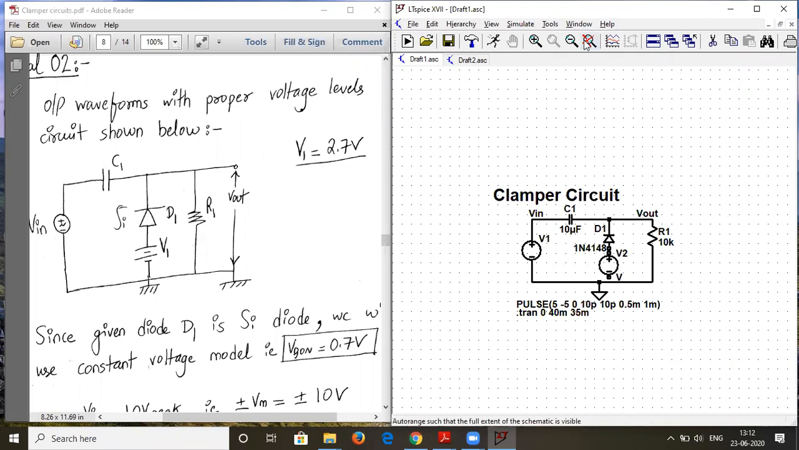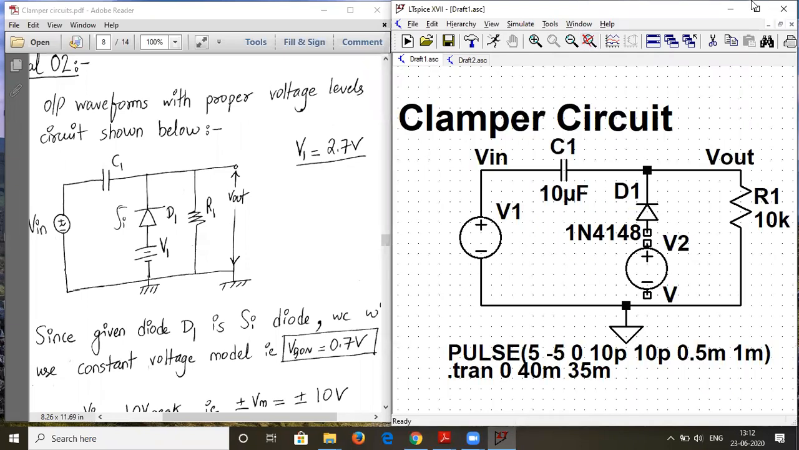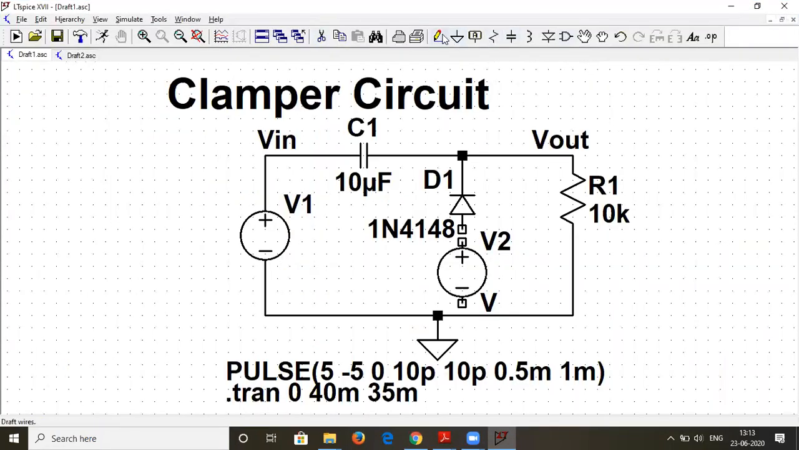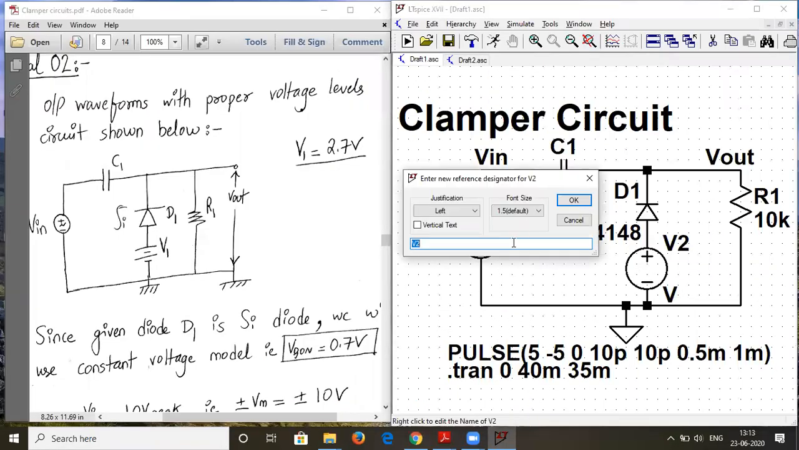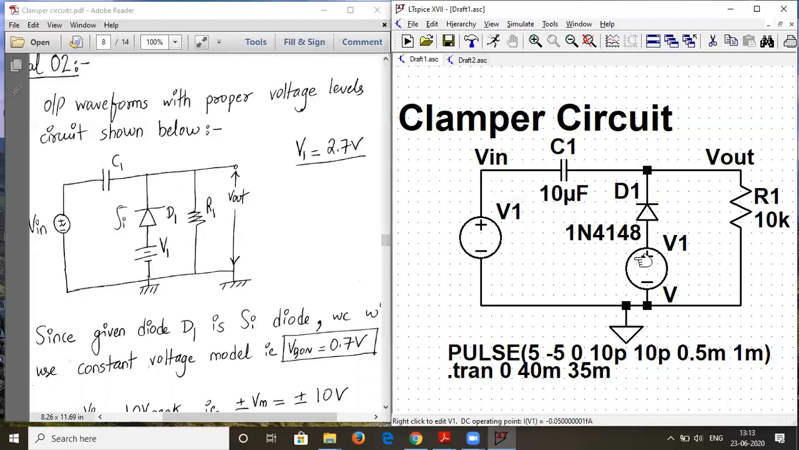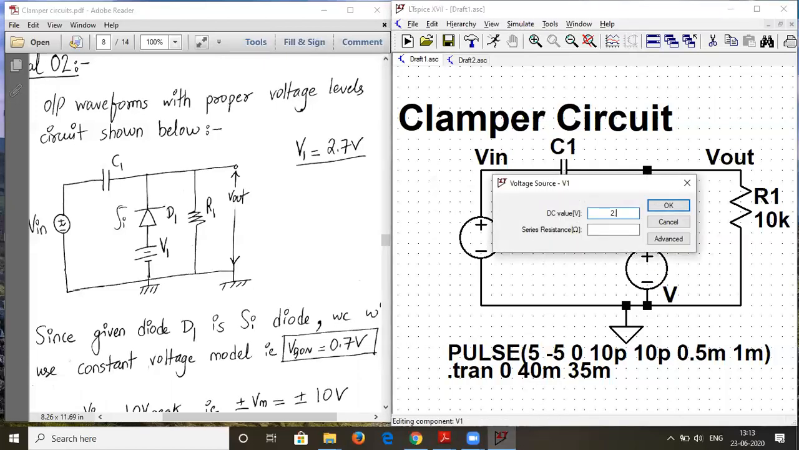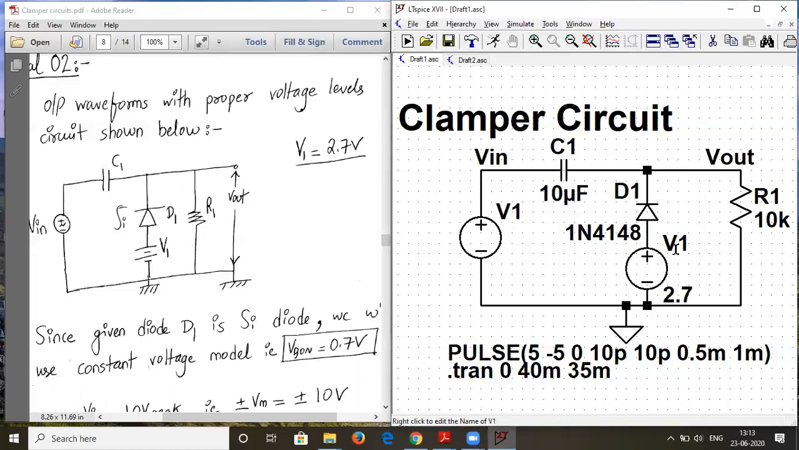So I can easily add a voltage source like this and join them with a wire. I can name this V1 and give it around 2.7 volts. So this is my external bias voltage, and this is my diode over here, and the resistor and capacitor I can keep the same value.